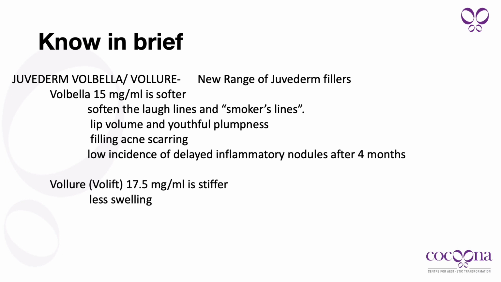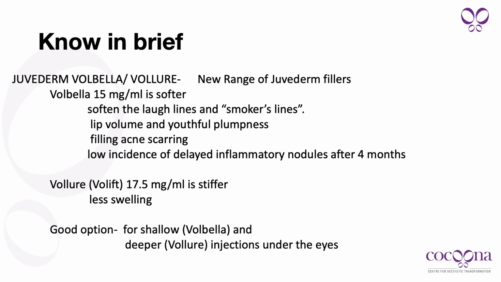Volift or Volite is a slightly higher concentration, 17.5 mg, and it's stiffer and also has less swelling. So it does have a lot of applications. I use it in combination with Volbella for around the eyes. For shallow, I will use Volbella. For deeper, I'll use Volite injections, or I'll use Volite for the lower part of the tear trough under the thick skin, and Volbella on the upper part under the thin skin. So you can combine these two very well to give a good result.